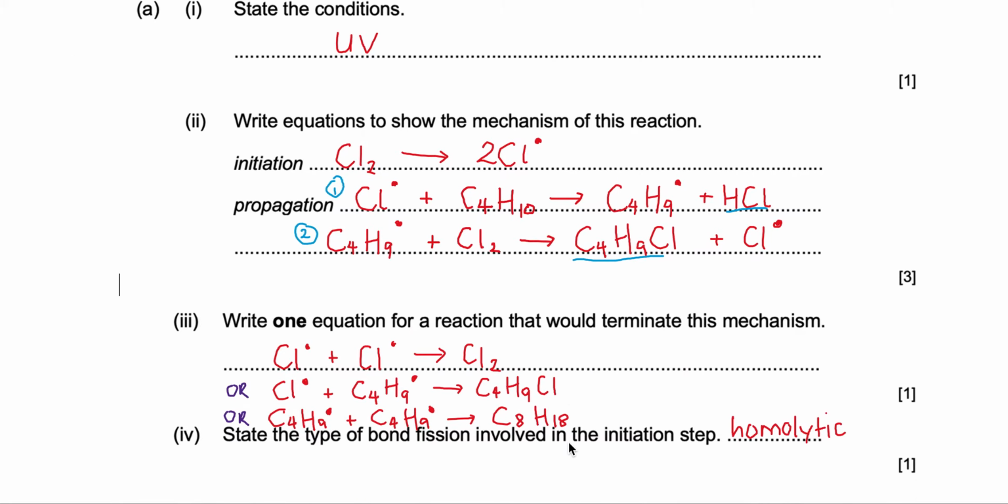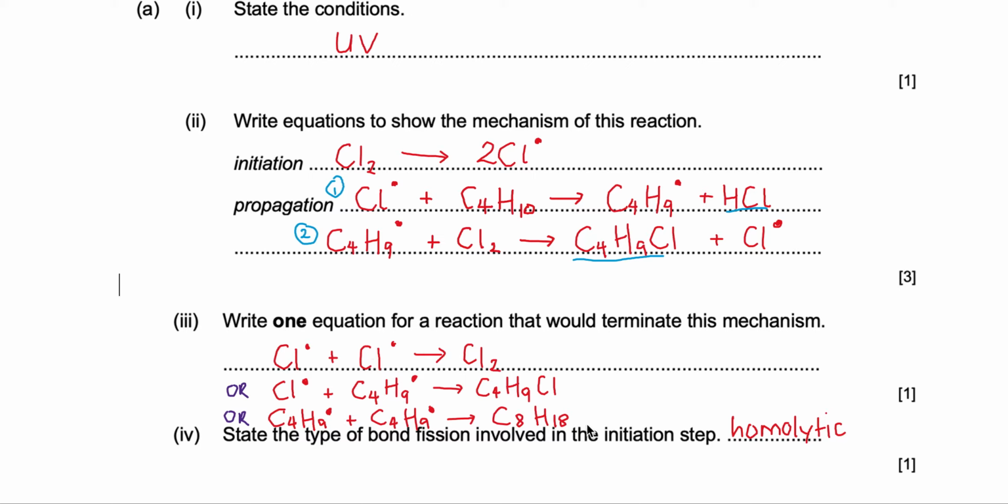Right, it then says to write one equation for a reaction that would terminate this mechanism. So termination is where two radicals react together to form a neutral compound. So you could have picked any two radicals that we came across in this mechanism, reacted them together to get the product. So any of these would get you the mark here. Simplest one just being a chlorine radical reacting with a chlorine radical to form Cl2, but any of these other ones are possible.